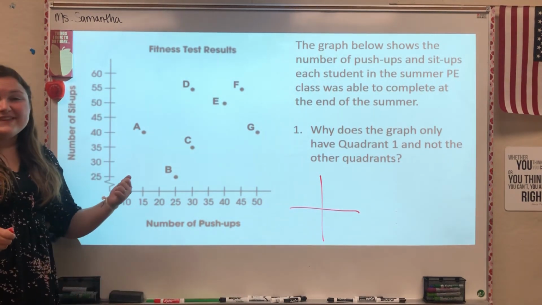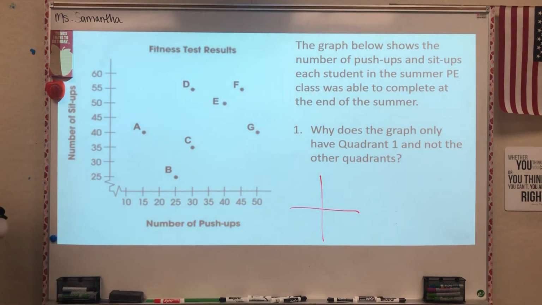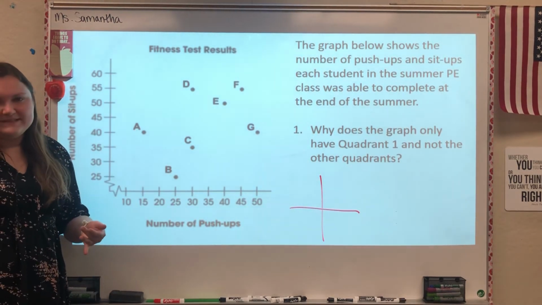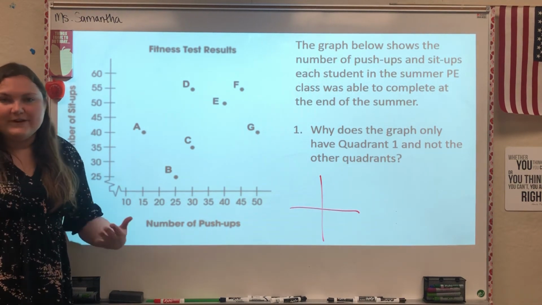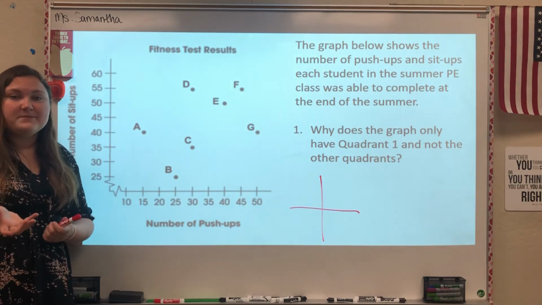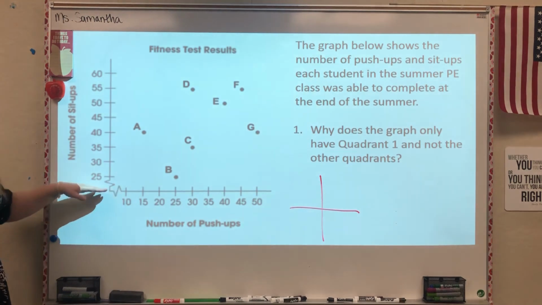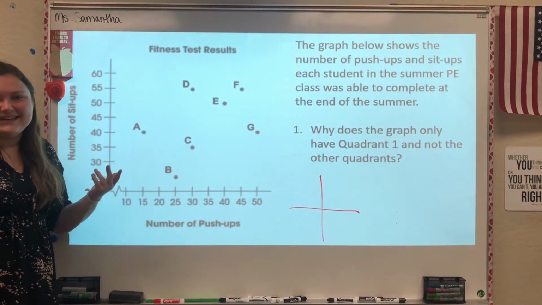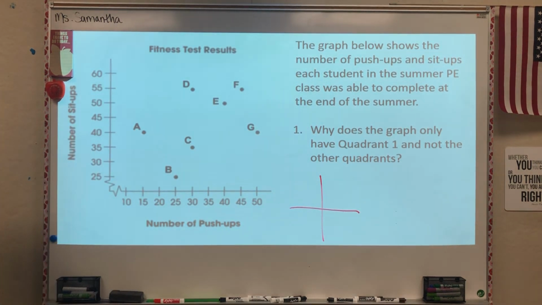Now, what do you think? Do you think the negative quadrants are always going to be missing? Well, no. It's going to depend on what you're talking about. Here, if I'm talking about push-ups and sit-ups, you can't have negative push-ups and sit-ups. But if this graph was about temperature or money or some of those situations we said that you can see negative numbers with, sure. If this was a graph of my bank account, right, maybe I would need the negative side down here to show that at one point my bank account was negative. So it's all going to depend on the situation the graph is talking about.